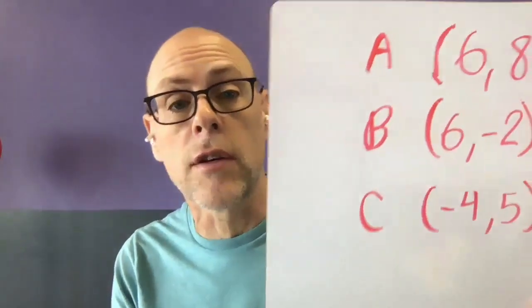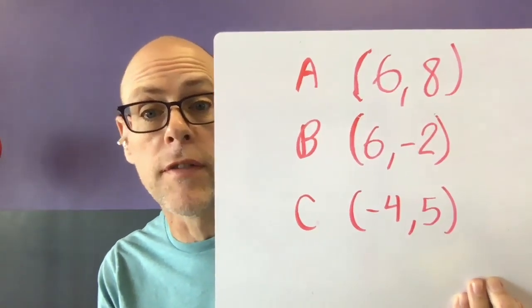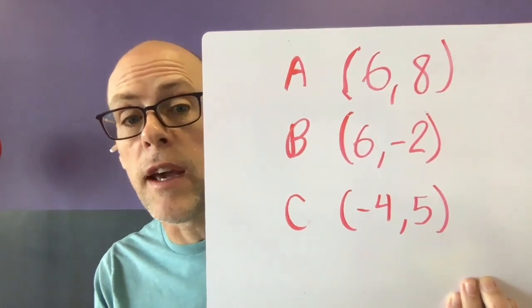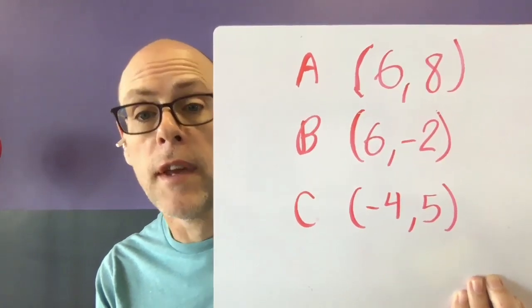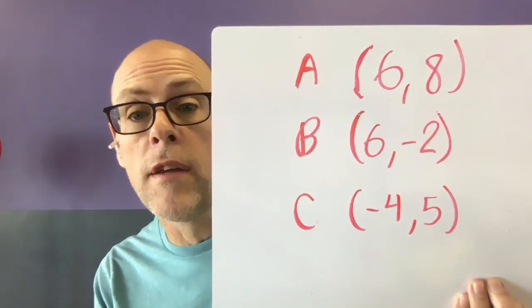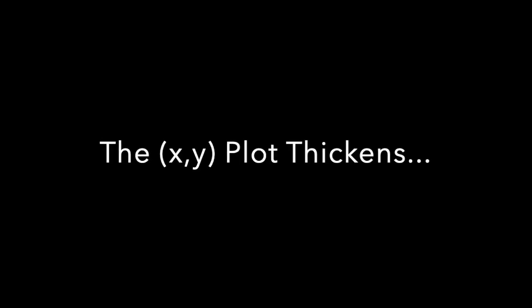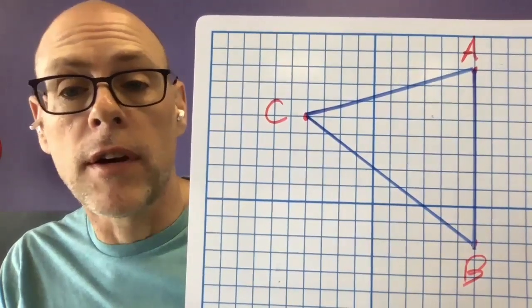And let me say it's very important you do these problems with me so that you're able to do them on your own later. Take your graphing paper, and I want you to plot these 3 points. So you can pause the video right now. Plot point A at (6, 8), B at (6, -2), and C at (-4, 5). And let's just use a scale of 1 for our x-axis and a scale of 1 for our y-axis. Yours should look very similar to this.